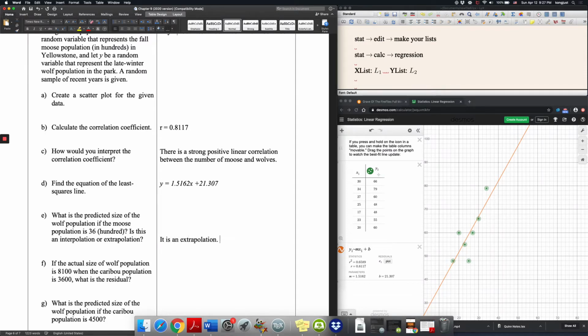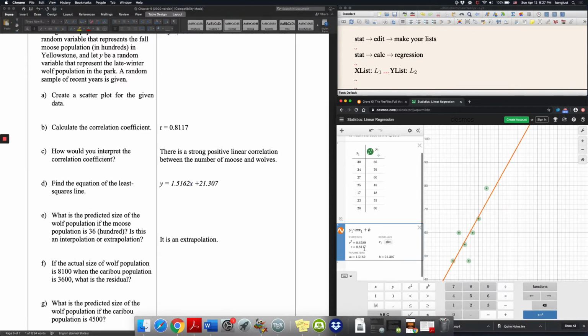And let's now backtrack to answer the first question. What is the predicted size? 36 is within reasonable range of where we are, so we can make a prediction here. And what we're going to use is just this formula here. Y is equal to 1.5162x plus 21.307, where x is just that moose number, right? The number of moose. So I'm just going to fill in that with 36 and see what pops out, and then that will be my answer.